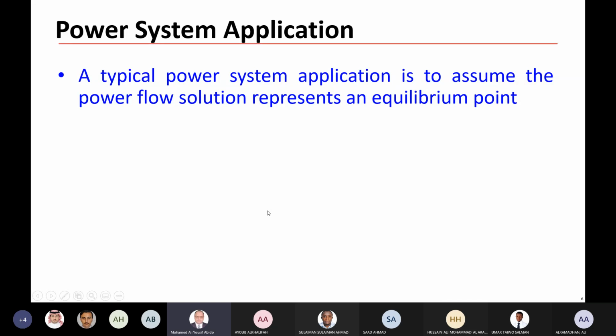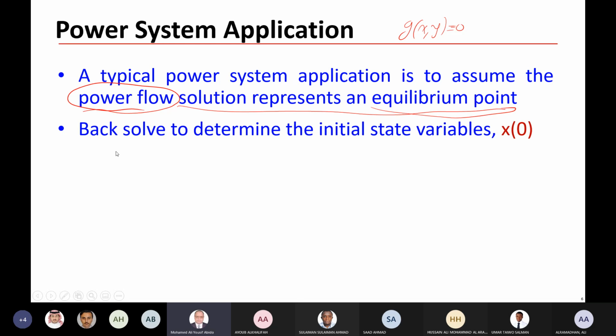A typical power system application is to assume the power flow solution represents the equilibrium point. As we mentioned, the power flow or load flow problem is a steady state problem. So this is the equilibrium point. We have here g of x, y equal to 0.